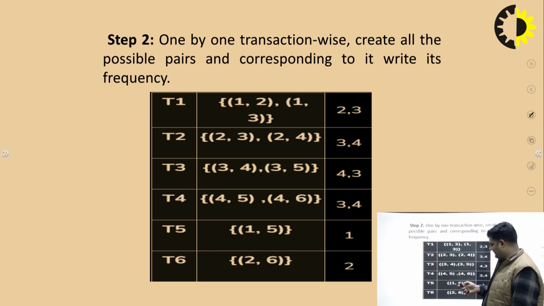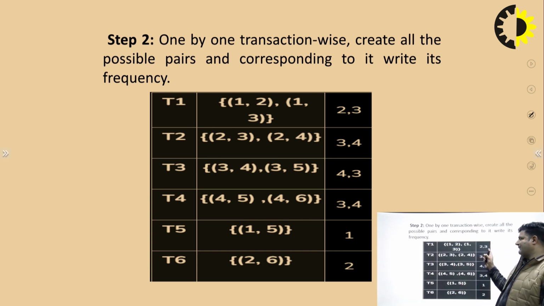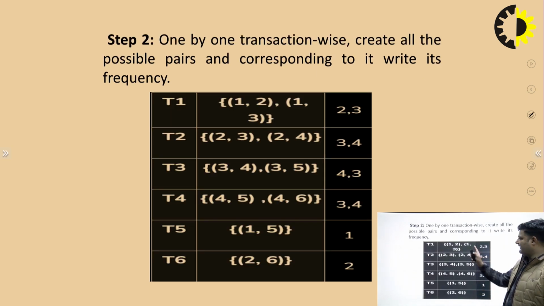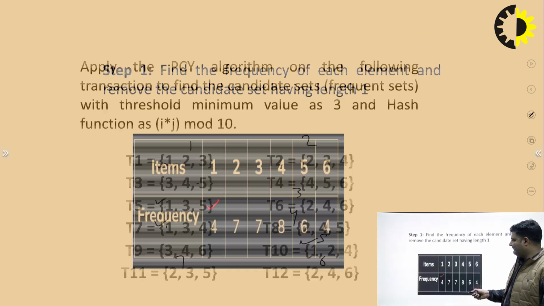Then we move on, and the answer is 2 and 3. This means items 1 and 2 were both purchased by 2 persons out of 12 transactions, and 1 and 3 by 3 persons. So we verify this again: items 1, 2 are purchased by 2, then 1, 3 by 3. Now we verify again from this.